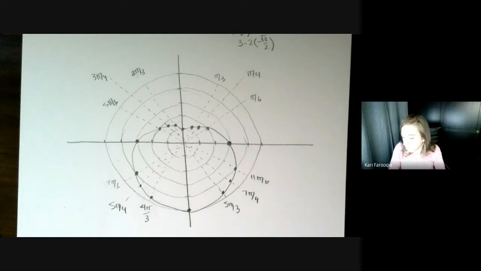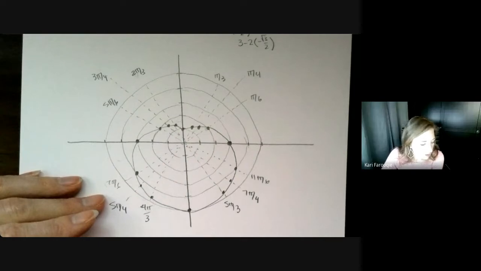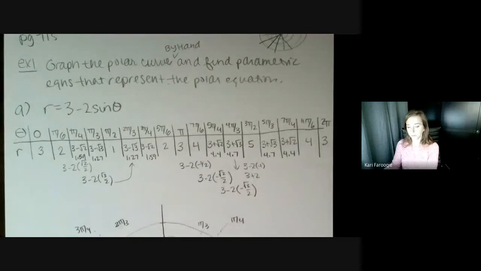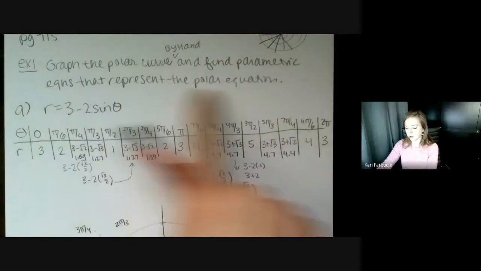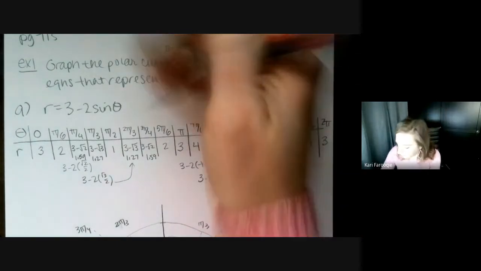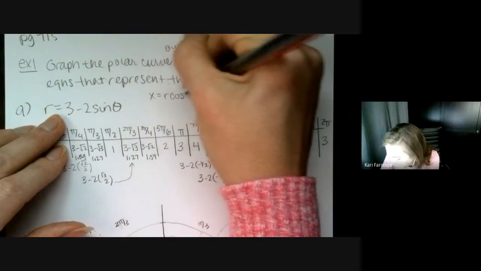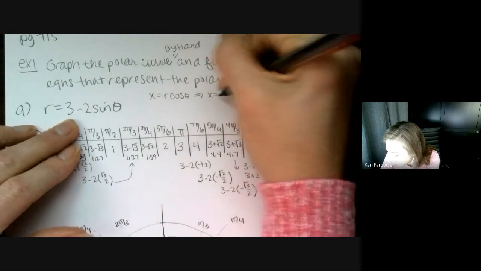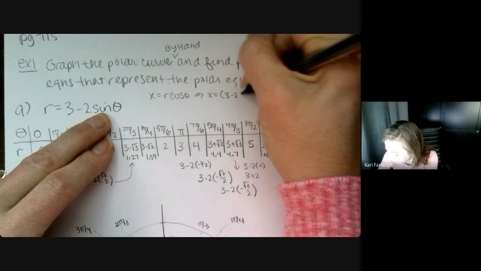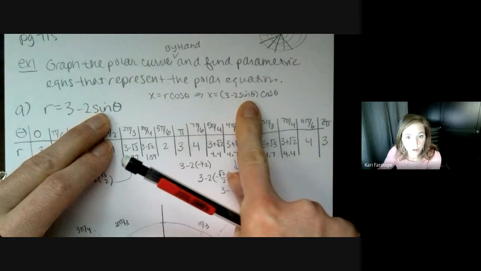Oh, you know what? I forgot one piece of the directions, which is not a big deal, but Achieve is going to ask for it, so I want to make sure you're ready for it. There's a part of the instructions that says to find parametric equations that represent the polar equation. All you have to do is, for the parametric equations, x equals r cosine theta, where r is 3 minus 2 sine theta, times cosine theta. So just substitute r for r.